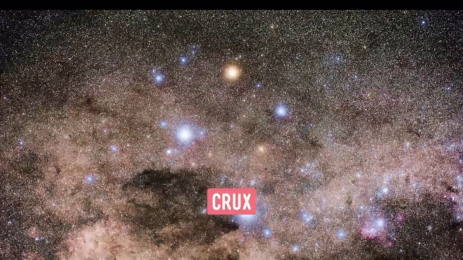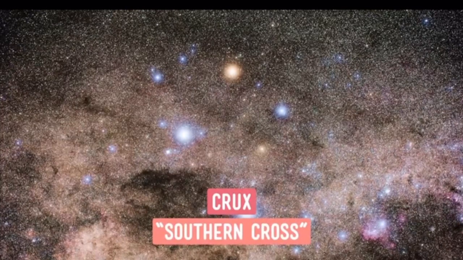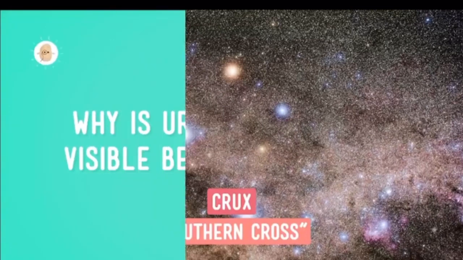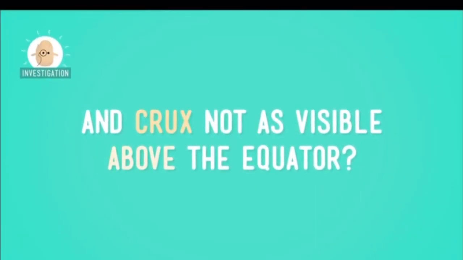And this is Crux, sometimes called the Southern Cross, the smallest of the constellations. Crux is highly visible in the southern hemisphere. So why is Ursa Major not as visible below the equator and Crux not as visible above the equator?